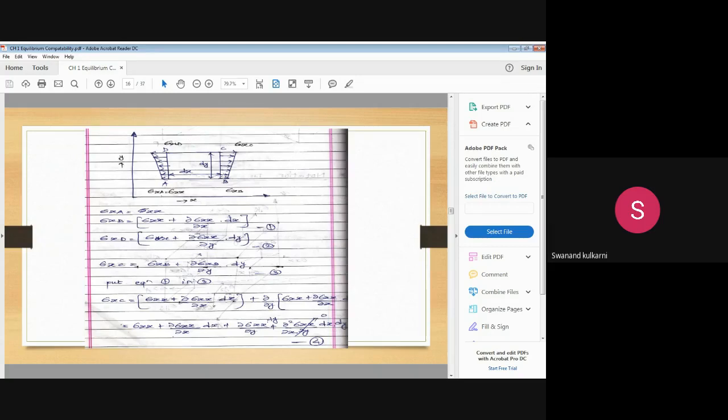unit thickness we have considered. So that's why dy into 1 will be the area of that surface. Is it okay?